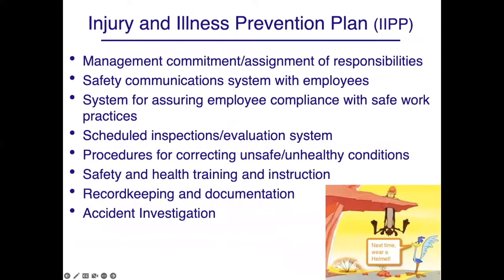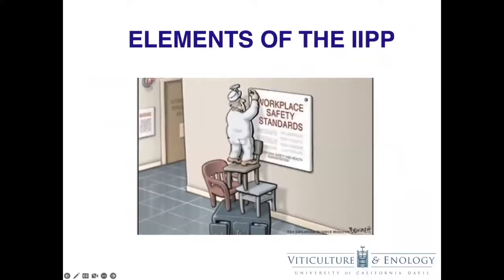The Injury and Illness Prevention Plan, or IIPP, details management commitment and assignment of responsibilities for those maintaining and implementing the plan. It discusses various safety communication systems with employees. The IIPP outlines a system for assuring employee compliance with safe work practices, as well as scheduled inspections and evaluation systems. It also contains procedures for correcting unsafe or unhealthy conditions, safety and health training and instructions, record keeping and documentation, and accident investigation procedures. We will now discuss some elements of the IIPP.